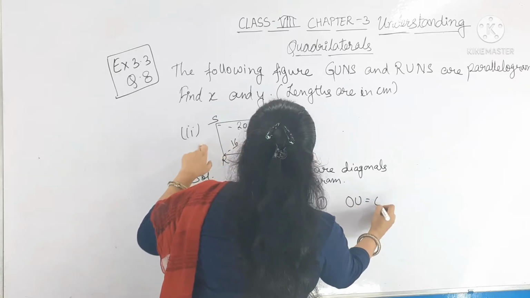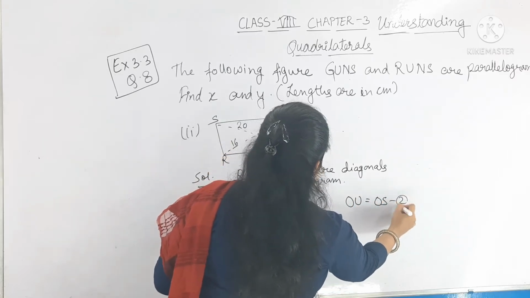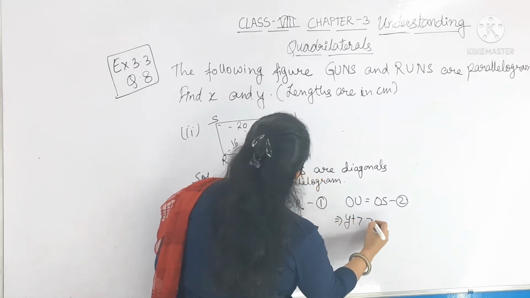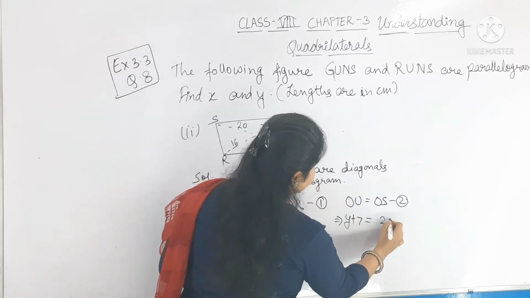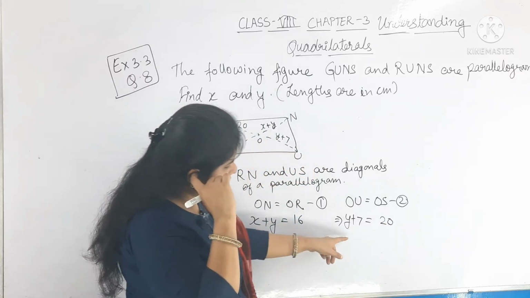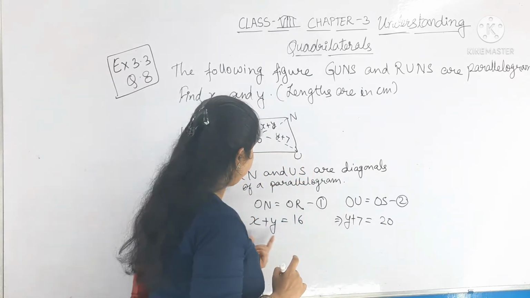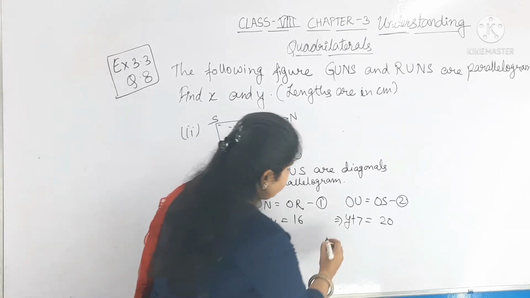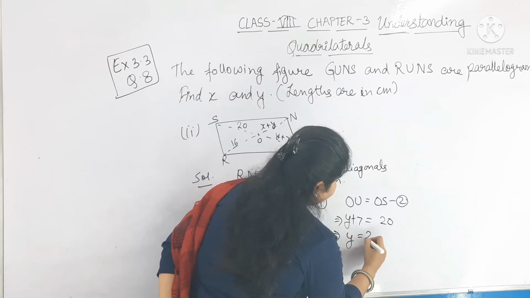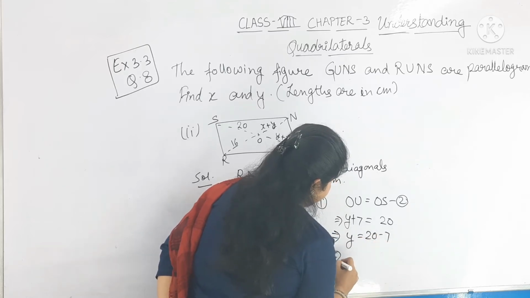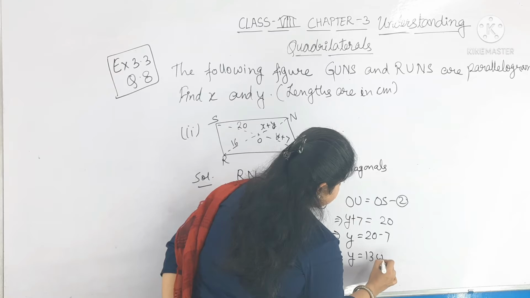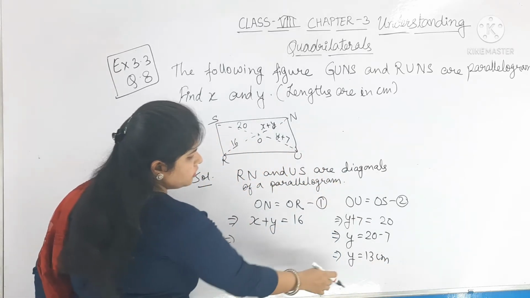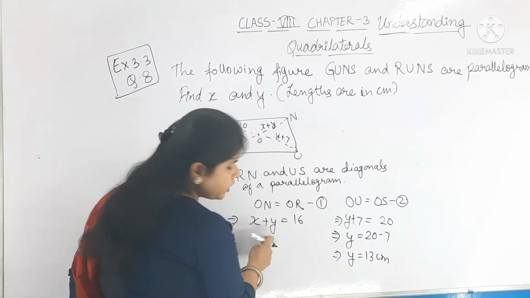OU equal to OS. So here y plus 7 equal to 20. So we will solve for y. Then we will put the value of y here, and we get x. y is equal to 20 minus 7, y is equal to 13 centimeter. I am getting that. Now you have to put this value in this equation.